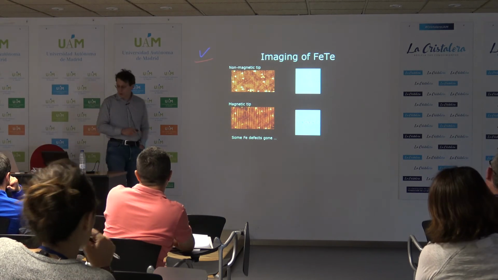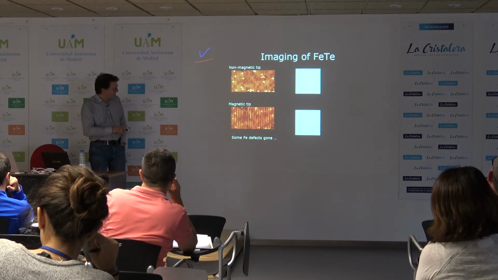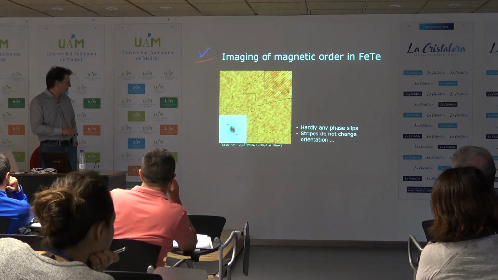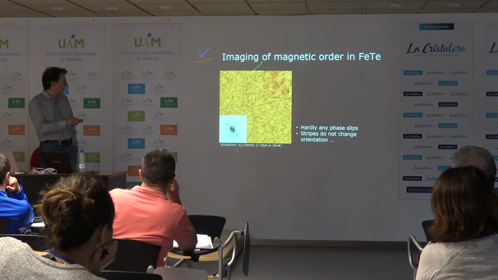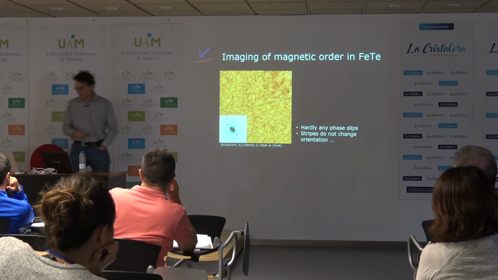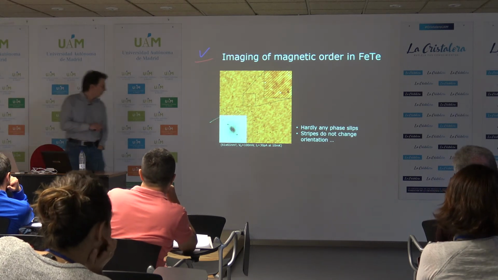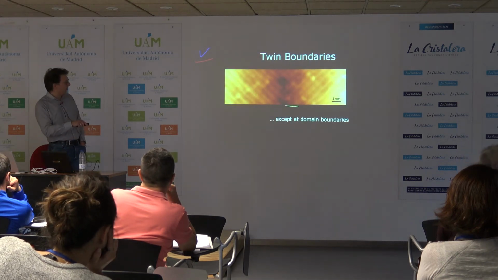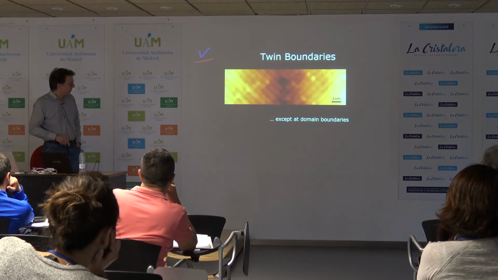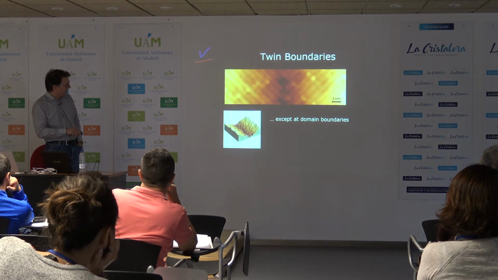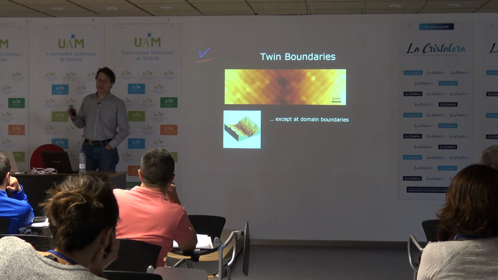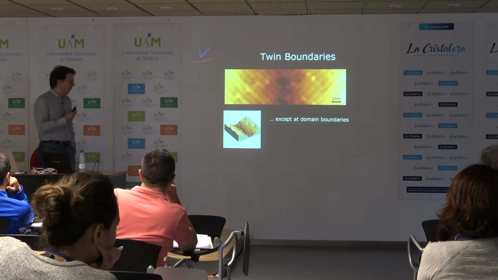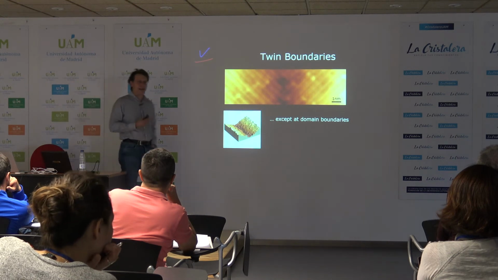Now, first of all, we can see this also in larger areas. If we scan, for example, 60 by 60 nanometers, you can see these stripes running basically everywhere through the sample, always in the same direction, and only when we have twin boundaries do they change direction. We can also analyze the angle of these twin boundaries, and it's consistent with the bulk properties of the material.